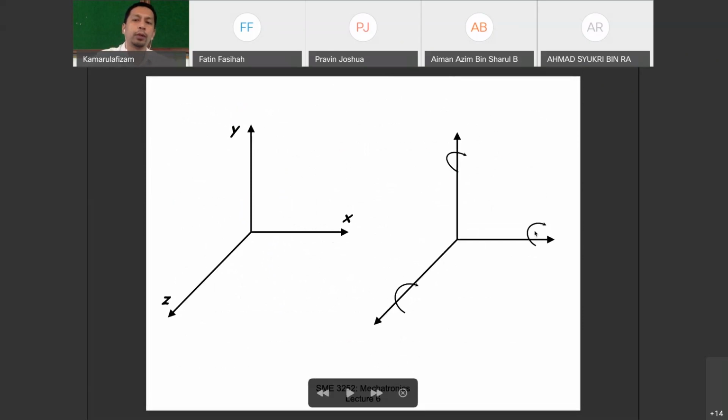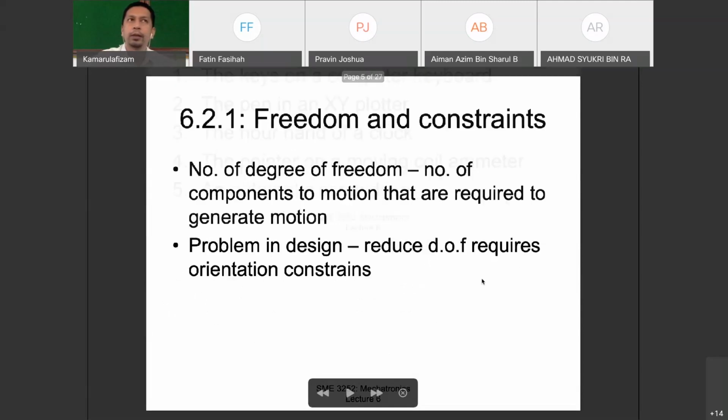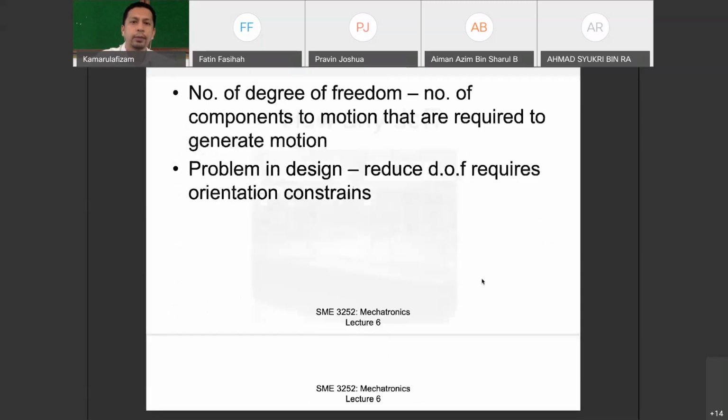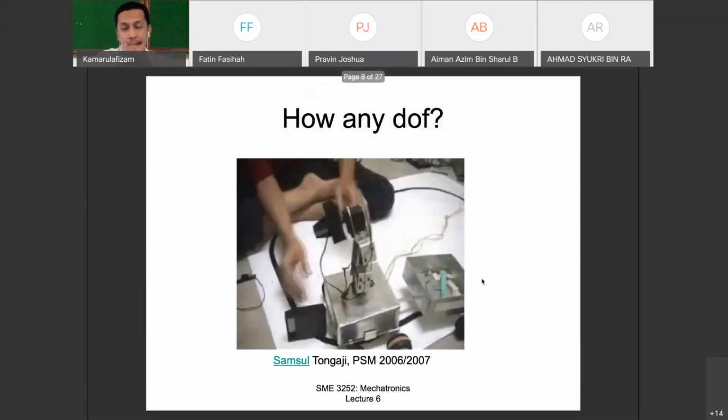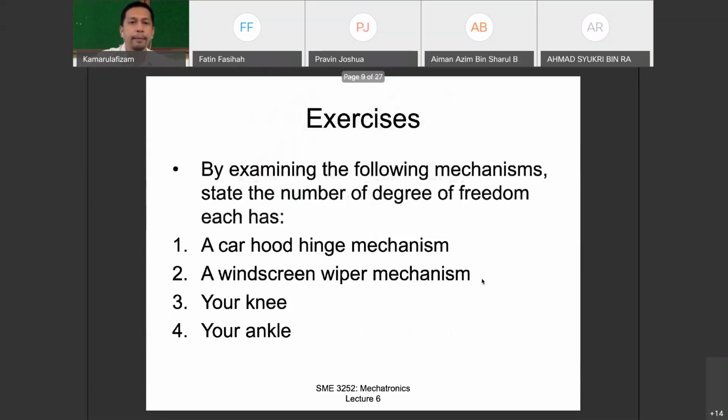Kalau cuma ada one direction, contoh pada X direction, we have 1 degree of freedom. So basically dekat mana ada pergerakan to at a specific axis, basically you can classify that as 1 degree of freedom lah. Okay.